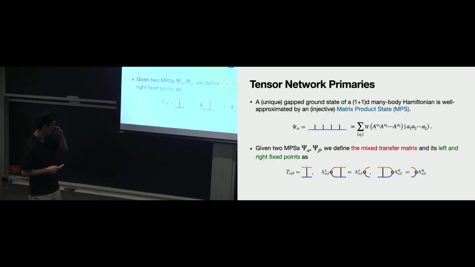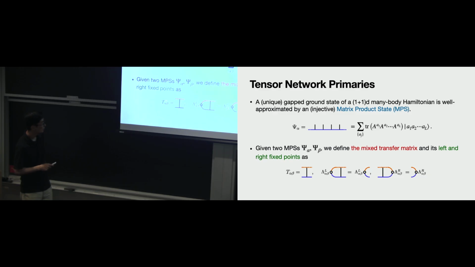So the crucial ingredient later will be the following. Consider that we are given two matrix product states, psi alpha and psi beta. The important ingredient is the so-called mixed transfer matrix. Graphically, this mixed transfer matrix T alpha beta can be drawn like this. For instance, this blue line represents the matrix product state psi alpha. This orange line represents psi beta. I'm using a dotted line because we need to take complex conjugation, but that's some technical detail.